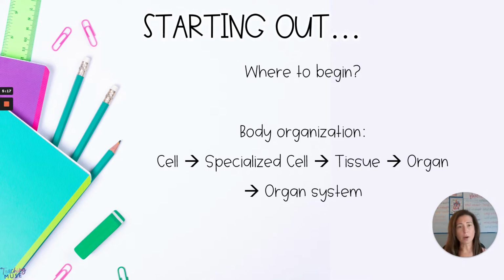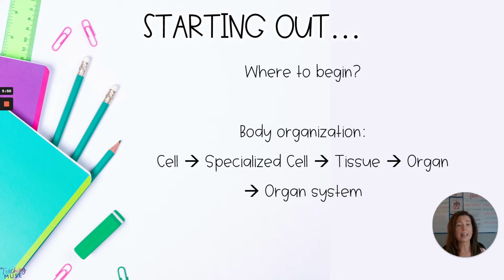So within the body organization, we first learn about the cell, and then we learn about specialized cells. Specialized cells are ones that have a special job that they are doing, and these cells are typically found within the different body systems. Whether it's nerve cells, skin cells, or bone cells, those would be different examples of specialized cells. Those specialized cells can combine to form tissue. That would be the next layer of the body organization.